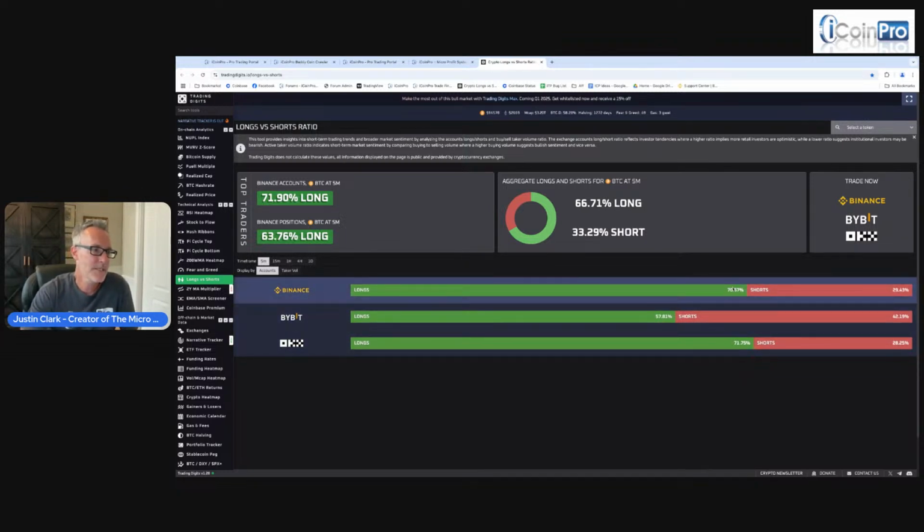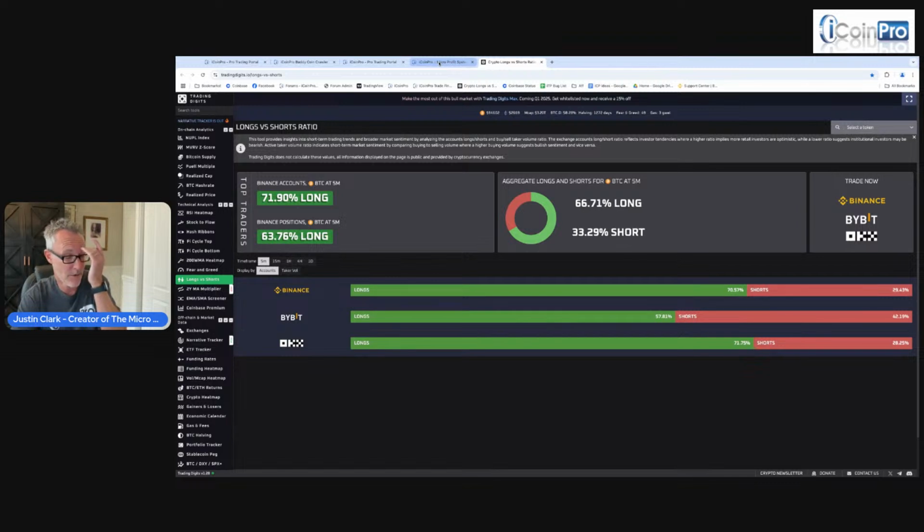We've now crossed into what I consider the danger zone here. We've got over 70% of people long on Binance. That means 70%-plus are betting that Bitcoin's going up right now. The market's getting overconfident in the movement, and that's not awesome.